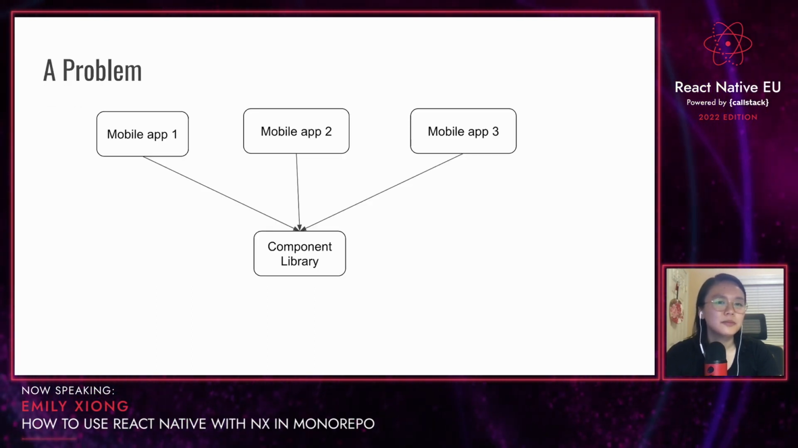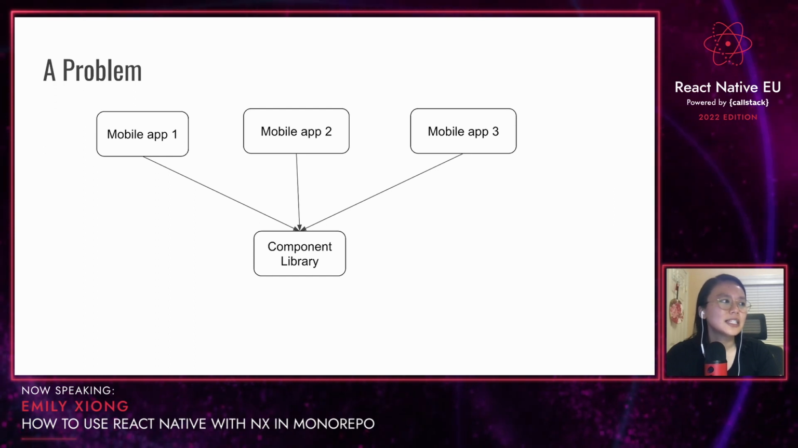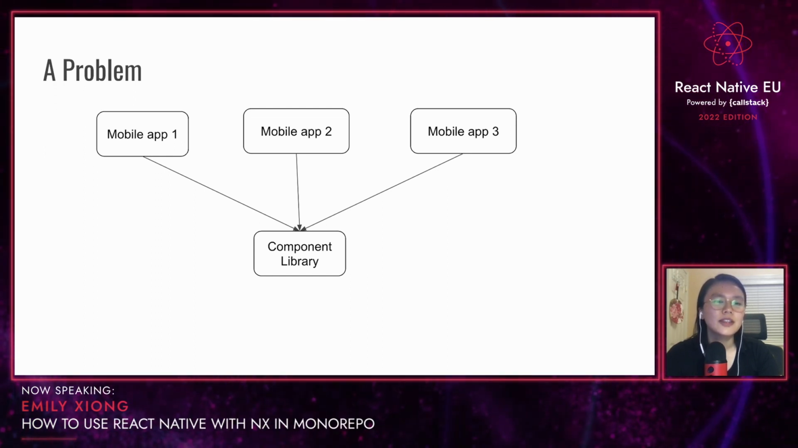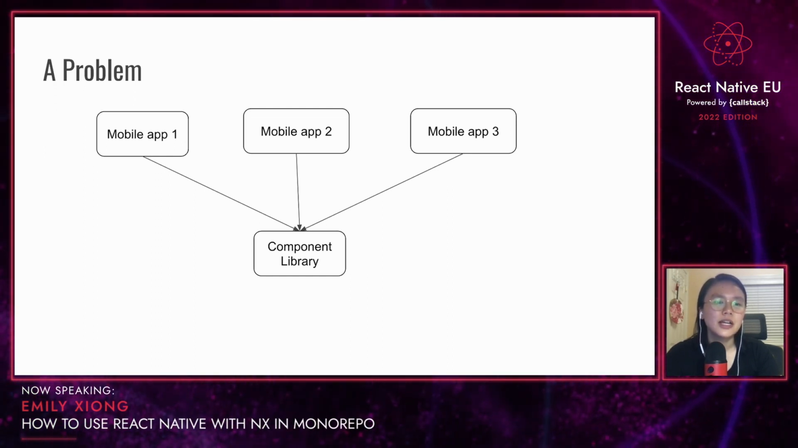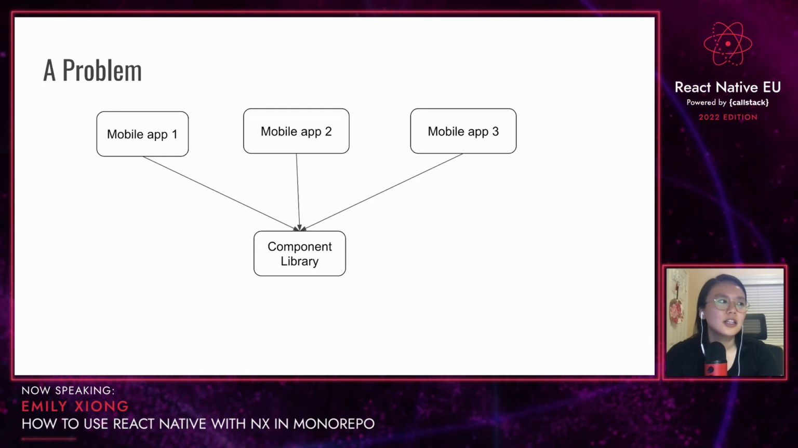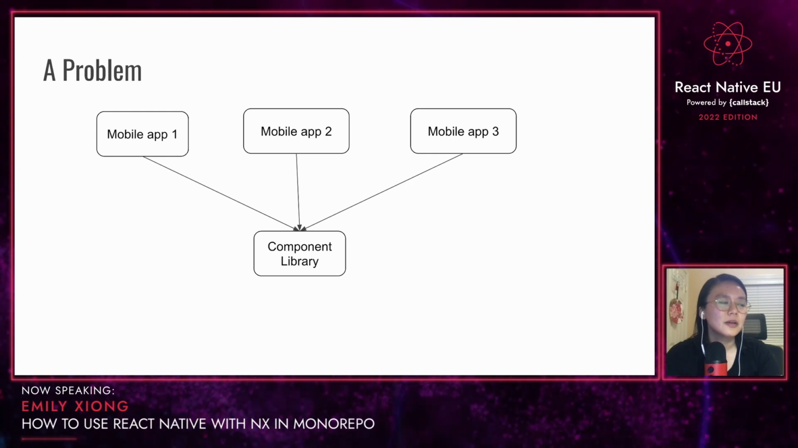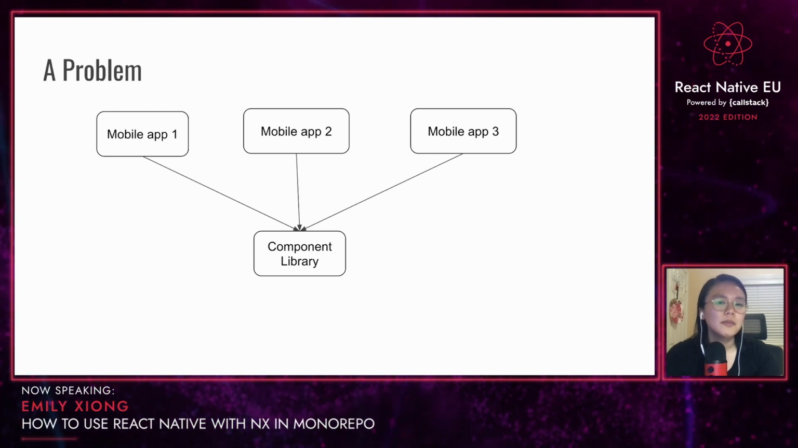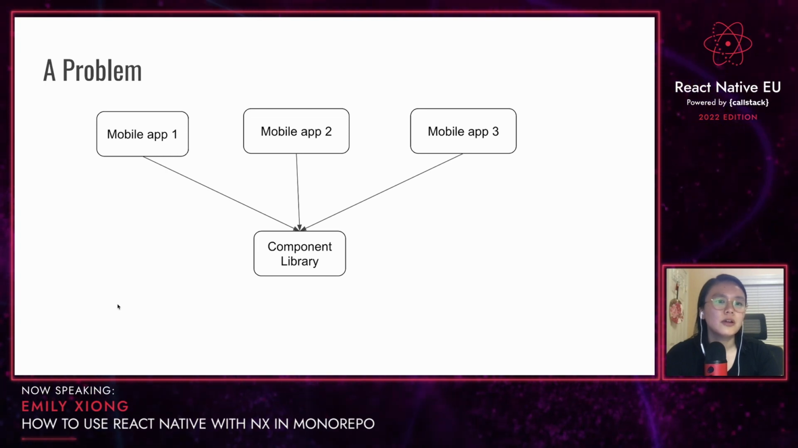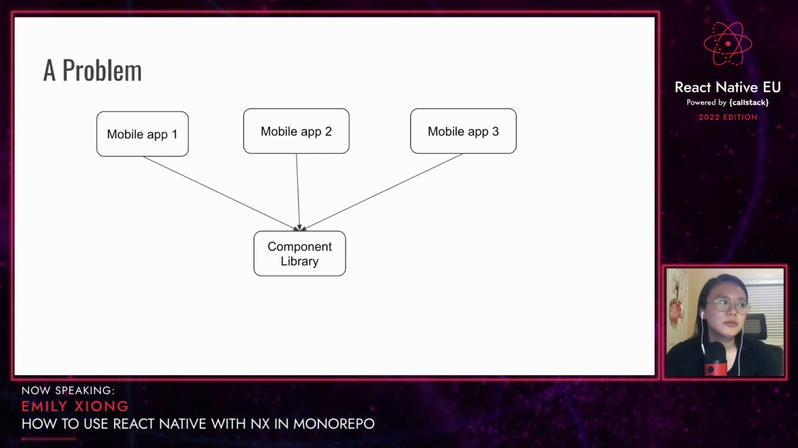So here is a problem I have. For example, if my organization has multiple React Native mobile apps, they all have the common styling and they use the same components, how do I make a component library that's easily shared between all these different mobile apps? If I make change to my component library, how do I make sure all the consuming mobile app get it right away?